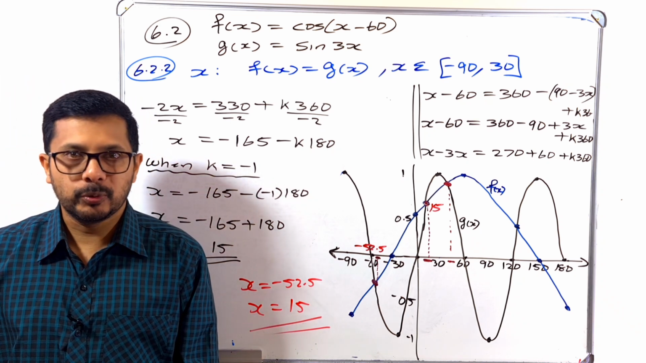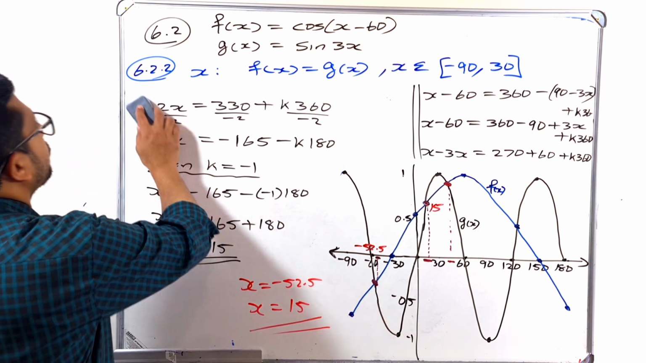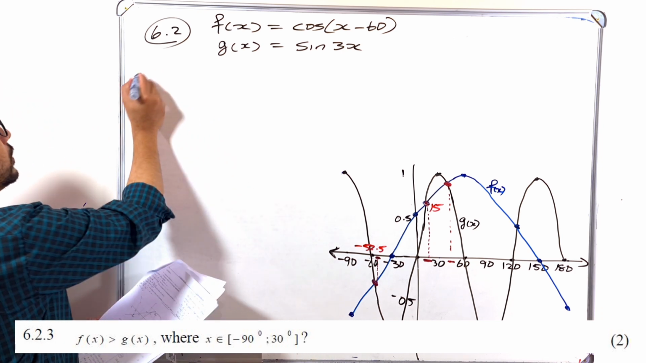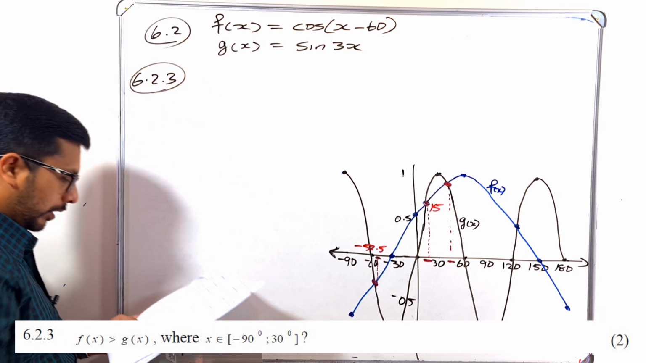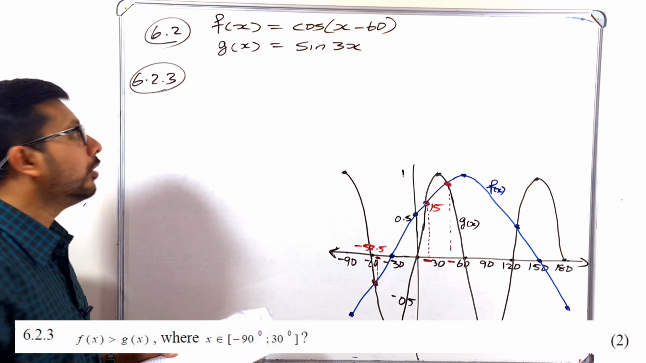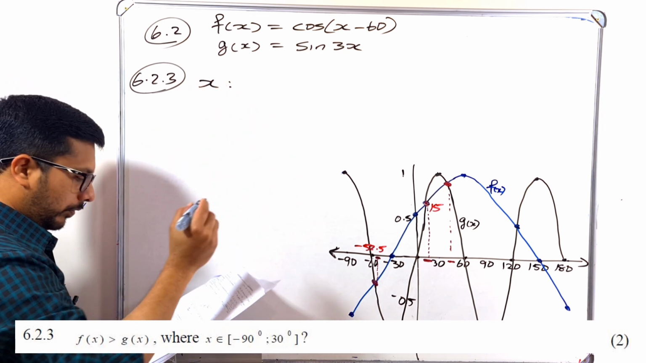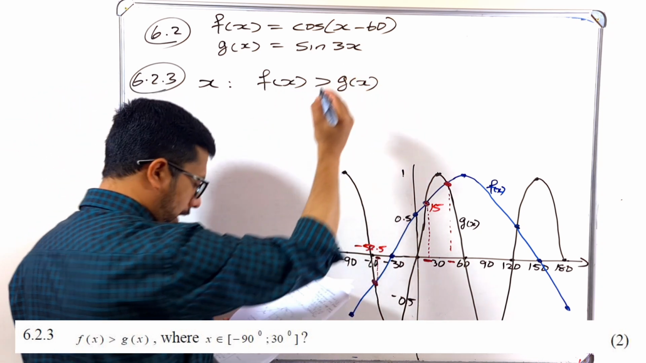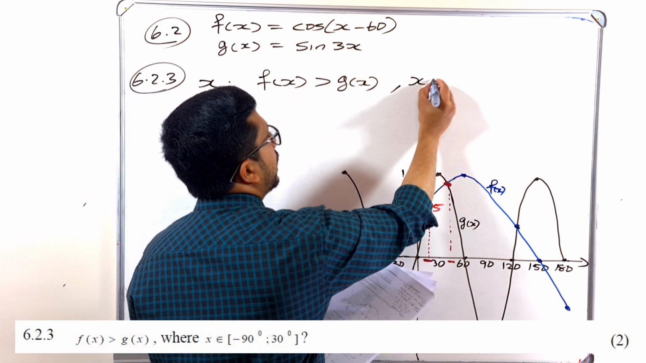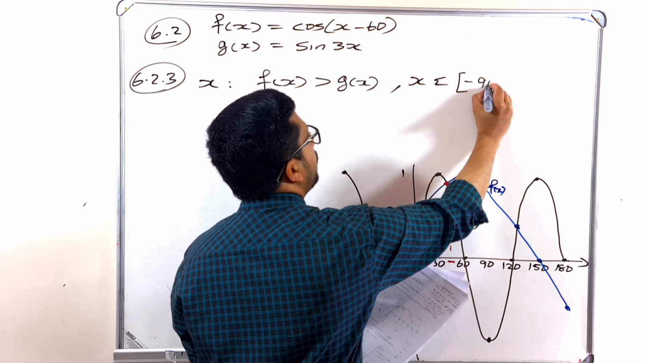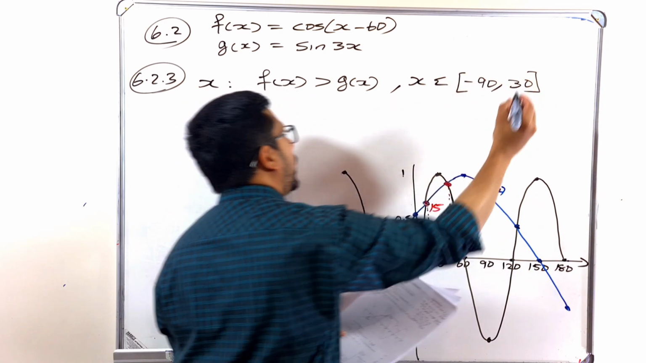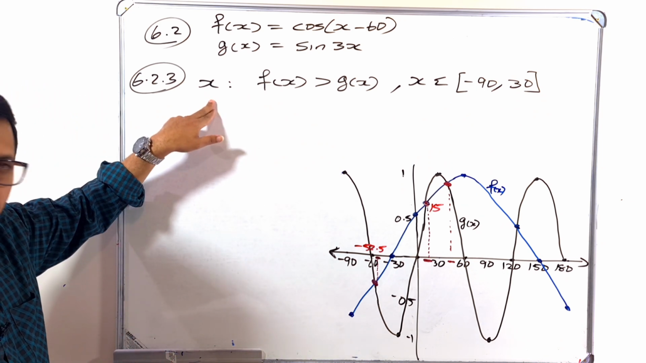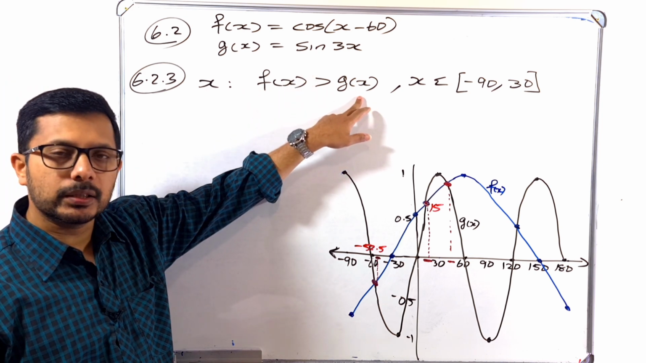Now let's move to 6.2.3. What is that question? You have to find the value of x where f of x is greater than g of x, where x is an element of the interval from minus 90 to 30. So you have to find the value or values of x where f of x is greater than g of x.